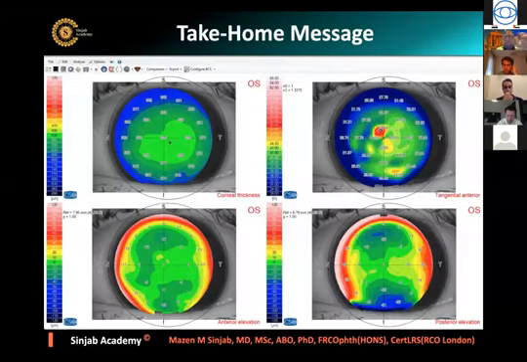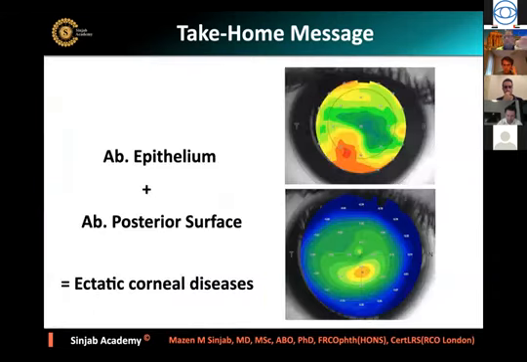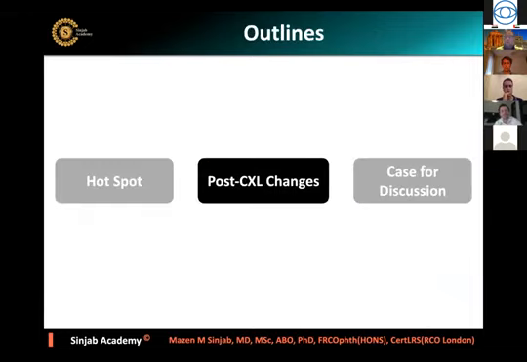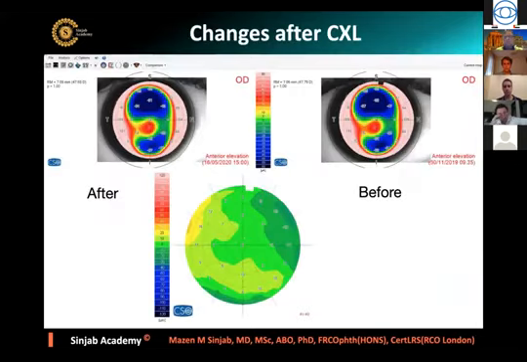So to summarize regarding this part of the presentation, whenever we see an irregularity, we have to study the epithelium and we have to study the posterior elevation. Whenever we find changes on both, then yes, we can say ectatic corneal disease. Otherwise, it may be something else like dry eye, contact lens warpage, or rubbing of the eyes. Now we come to the other part, which is post-cross-linking changes. I want to present this case.